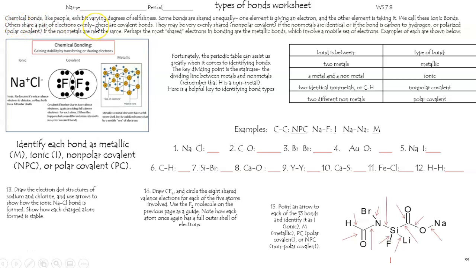Chemical bonds, like people, exhibit varying degrees of selfishness. Some bonds are shared unequally. One element may be giving an electron, the other one may be taking it. If that's the case, we can call that an ionic bond.